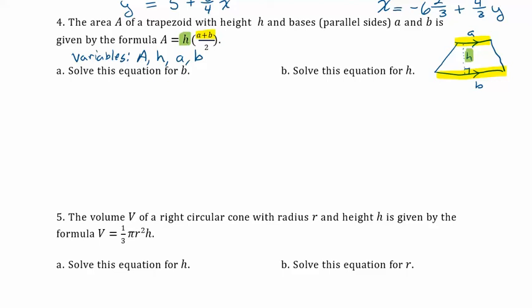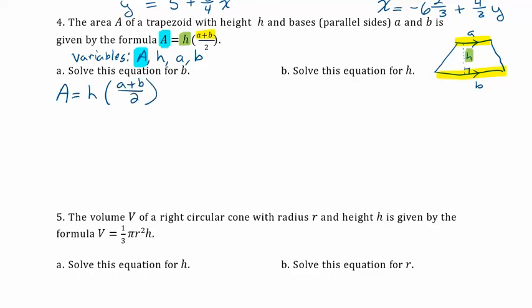Okay, what variable is this equation currently solved for? Hopefully you said A. Right now this equation is solved for A. A equals. A is isolated on one side of the equal sign. So we could ask you to solve for h, to solve for a, or to solve for b. In these two parts here, we're just going to ask you to solve for b and h. Let's give it a try. Let's do this one. A equals h times a plus b over 2.